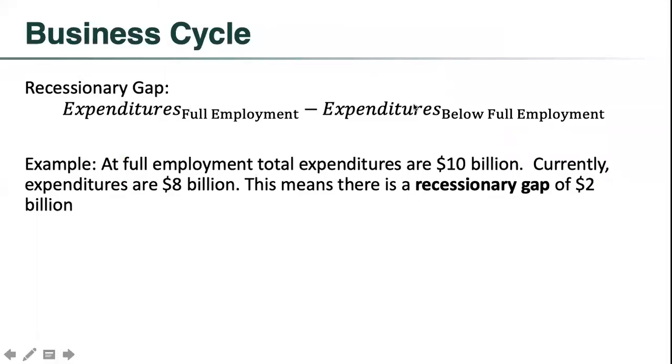And here's the expression for it, right? It's whatever our expenditures would be at full employment, and we subtract out whatever our expenditures are currently when we're operating below full employment. So in this example, we say at full employment, expenditures is 10 billion, but we're observing an expenditure of 8 billion. We've got a recessionary gap of that 2 billion difference. I don't think this stuff is on your note sheet, so you might just have to take handwritten notes on them.